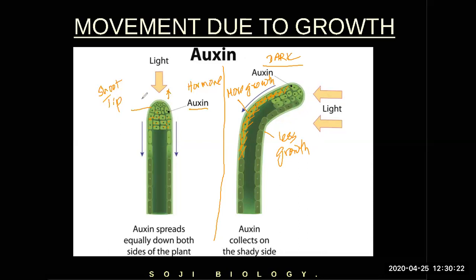How does it go? If the light is from the top, the tip will produce auxin. Auxin diffuses down, and the cells below get longer because of auxin, and it grows up. In the second case, light is given from one side, and all the auxin moves to the dark side. There's a shady side where there's less light. So there's more auxin on the shady side, so it grows faster than the other side and it bends to the light.